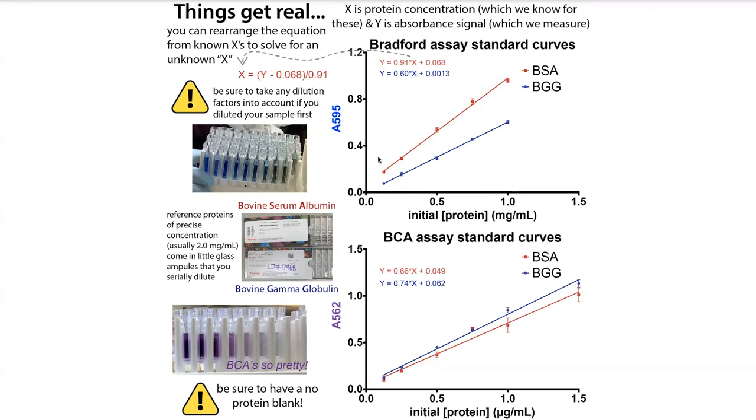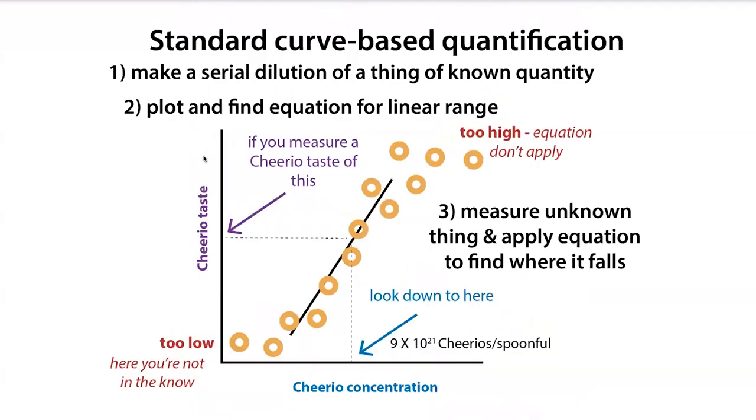And then you compare that, convert that to the concentration. In order to convert it to the concentration, you need to know what a known amount of protein is going to look like. And so you make a serial dilution of a standard protein such as BSA or BGG, and then you can compare this signal to what you get. In our fun example, the Cheerio taste would be like the color we're observing, and then the Cheerio concentration is what we're trying to figure out.